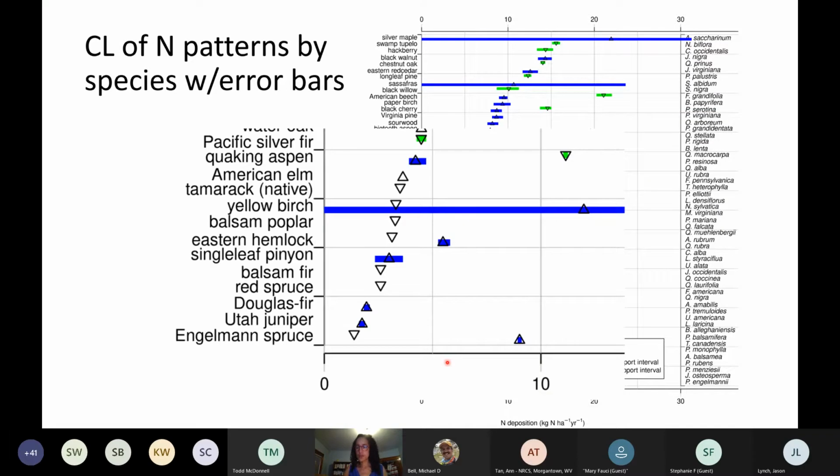So I'm just going to blow this up so you can see it a little bit, and just to talk about some of the species that have the lowest critical loads. Most of the lowest critical loads are conifers. Engelmann spruce and eastern hemlock are species that have both survival and growth critical loads, yellow birch as well. In these cases, interestingly enough, for these ones with the very low critical loads, the survival critical load is actually higher than the growth critical load, but that's in contrast to most of the rest of what we saw.